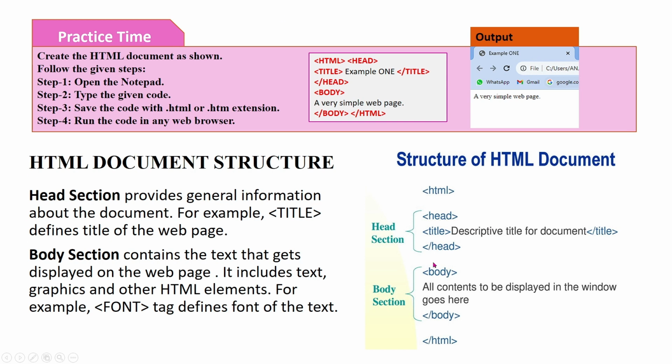Now the body section. This is the body section, which is written in between the body and slash body tags. The body section contains the text that gets displayed on the web page. It includes text, graphics and other HTML elements. For example, the font tag defines the font of the text.